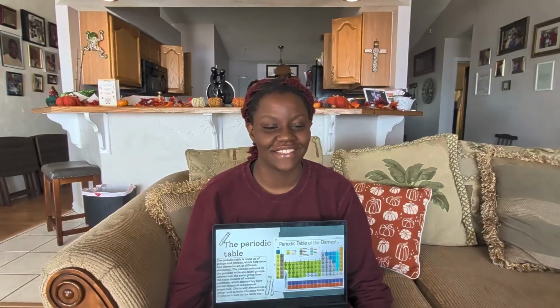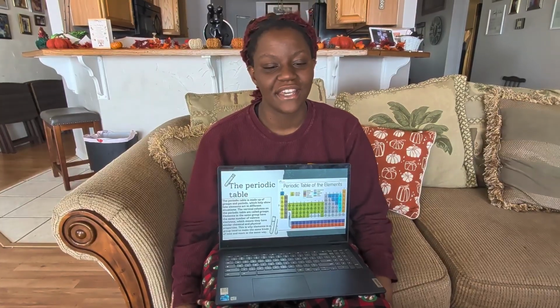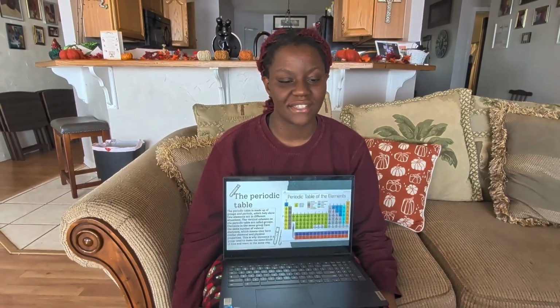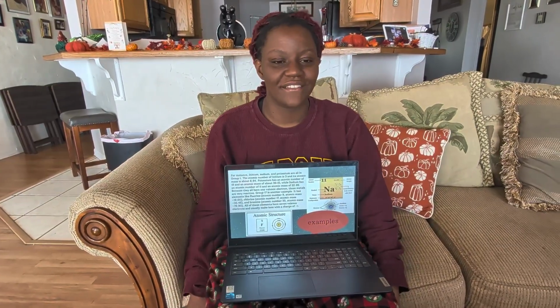The periodic table is made of groups and periods, which help show how elements act in different situations. The vertical columns on the periodic table are called groups. Elements in the same group have the same number of valence electrons, which means they have similar chemical and physical properties. This is why elements in the same group tend to make the same kind of ions and react in the same way. So on the next slide, we have examples.